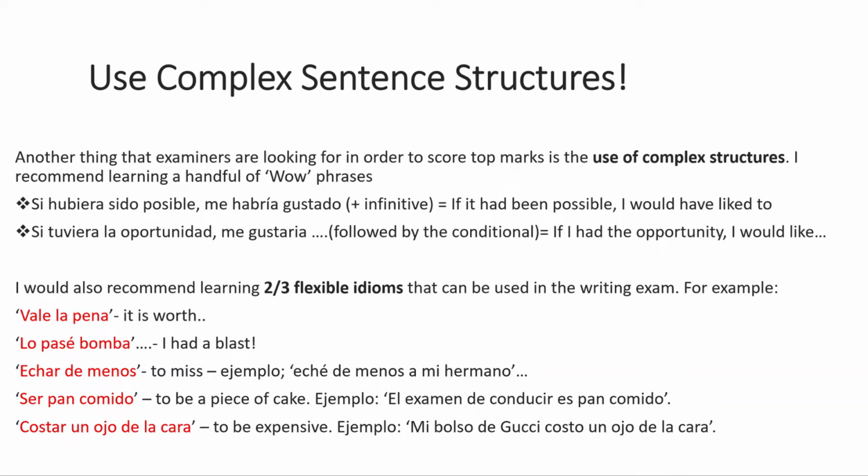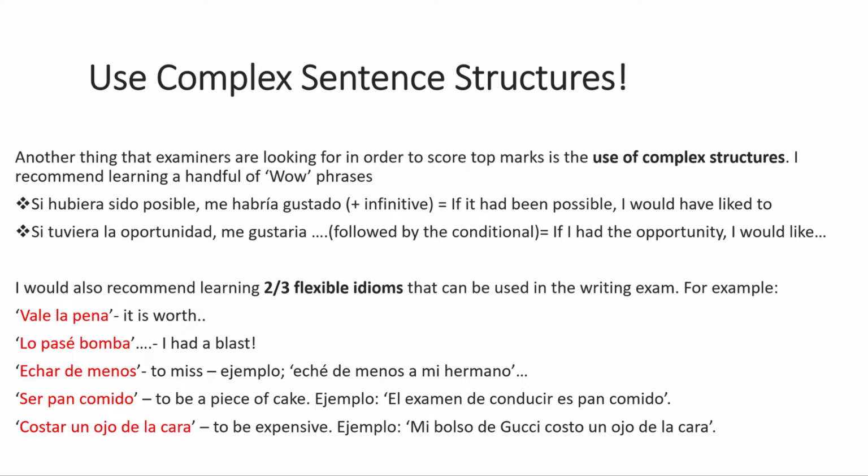So use complex sentence structures. Another thing that examiners are looking for in order to score top marks is the use of complex structures. I recommend learning a handful of wow phrases. So this one, the first one here, is quite a nice one. Si hubiera sido posible, me habría gustado. So if it had been possible, I would have liked to. And you would follow that with the infinitive. So infinitive, we know. So for example, me habría gustado visitar España. Second one is si tuviera la oportunidad me gustaría, followed by the conditional. If I had the opportunity, I would like to.